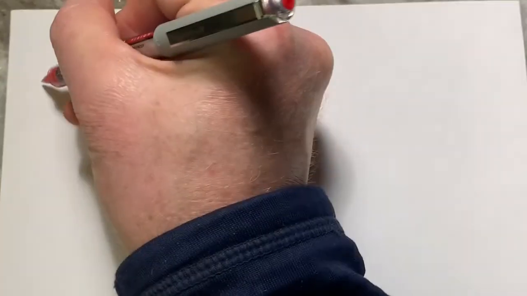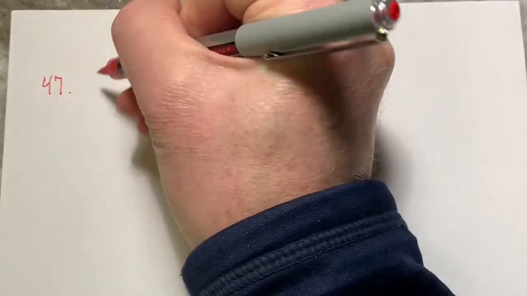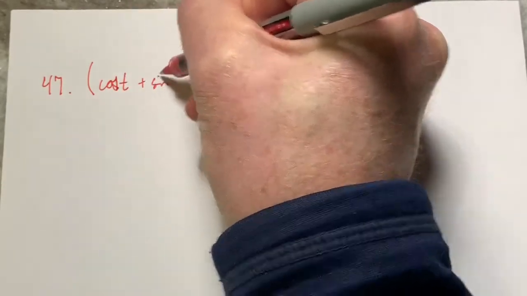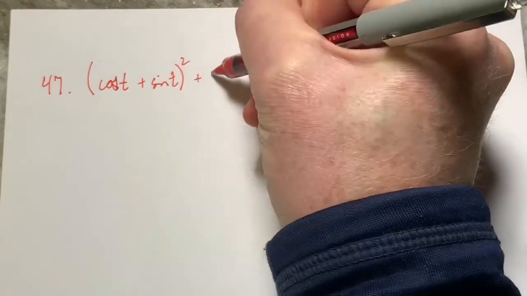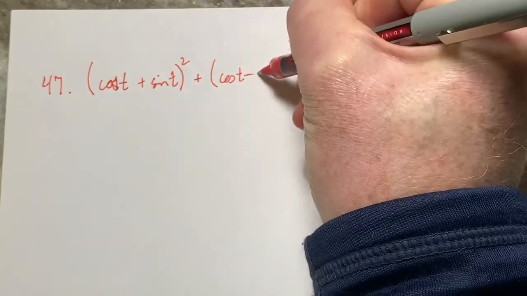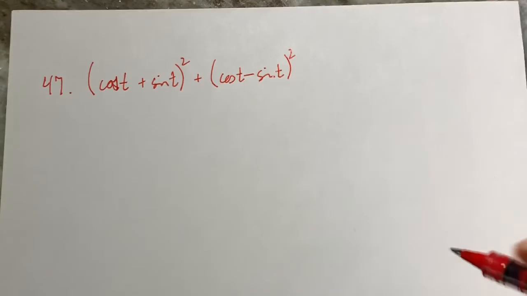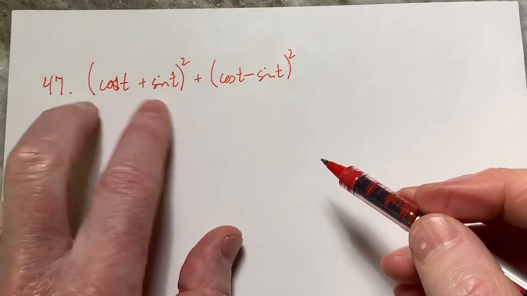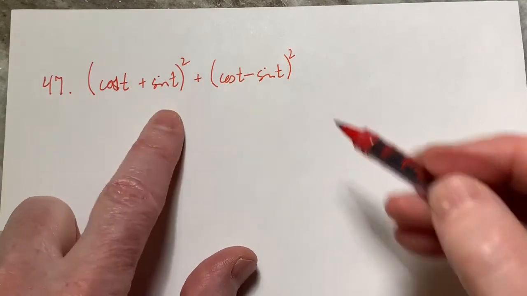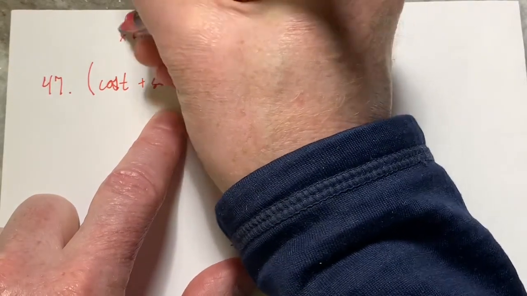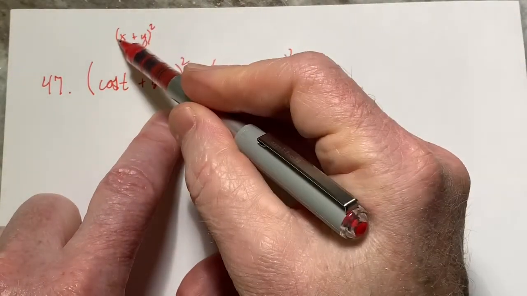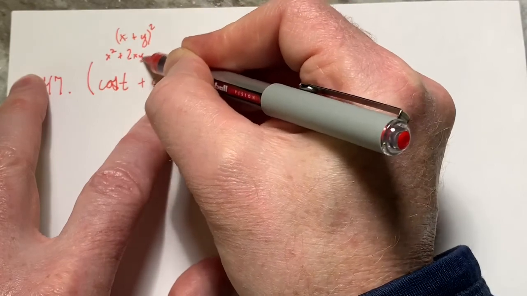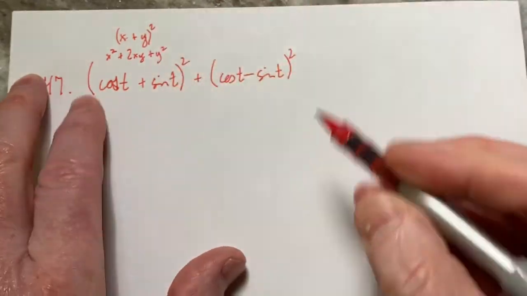Okay, 47 says, I've got this fraction: cosine of angle t plus sine of angle t, squared, plus cosine of angle t minus sine of angle t, squared. Now remember, to square a binomial, you don't square each part. You would have to write it out twice and FOIL it. Remember what you did with x plus y squared? You squared the first term, then went that times 2, and then you squared the last term. So that's how you square something.